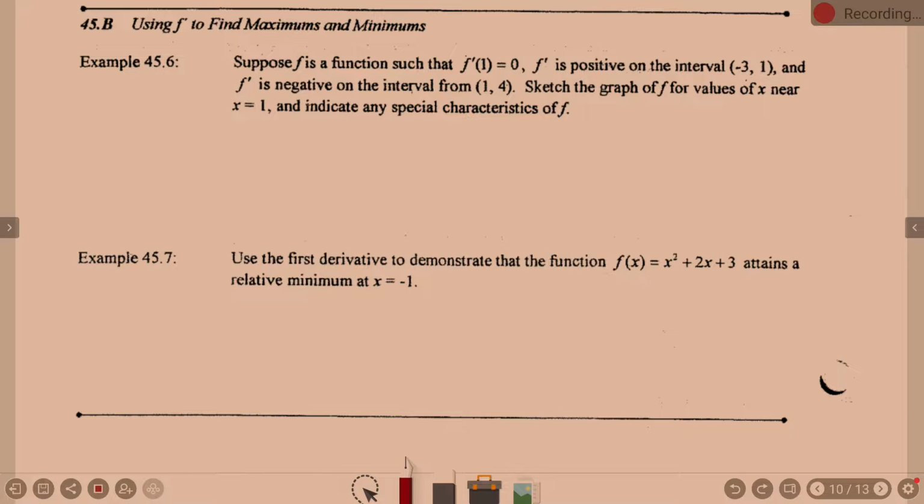Using f prime to find maxes and mins. Kind of already been doing this, but going right along with it. Suppose f is a function such that f prime of 1 equals 0. F prime is positive on the interval -3 to 1, and f prime is negative on the interval from 1 to 4. Sketch the graph of f for values of x near x equals 1, and indicate any special characteristics of f.